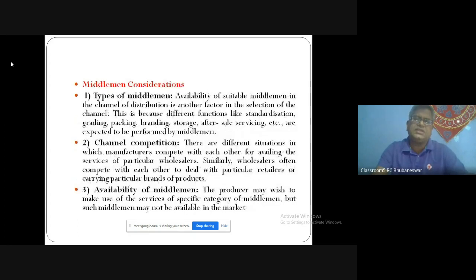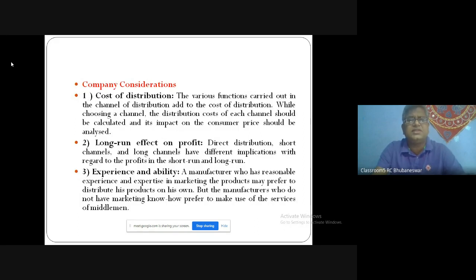Another consideration is the middleman consideration. My dear students, if you talk about middleman consideration, there are different types of middlemen. Channel competition is there, and availability of a middleman. These are necessary. Another one is the company consideration, where you can focus more on the cost of the product, optimum utilization of resources, distribution cost of each channel, choosing the channel which can impact the consumer price, long run effect on profit, experience and ability. These are some of the issues under the company consideration.